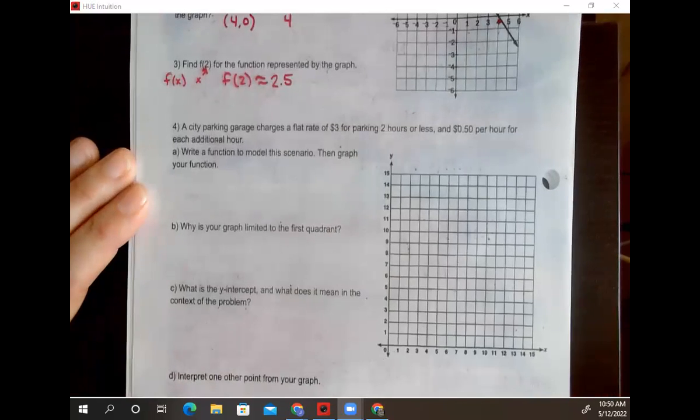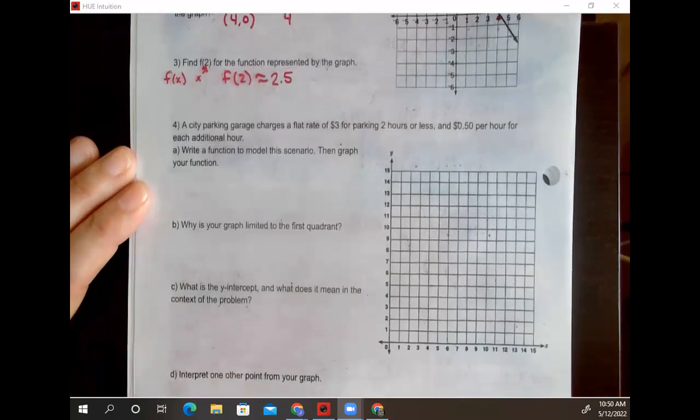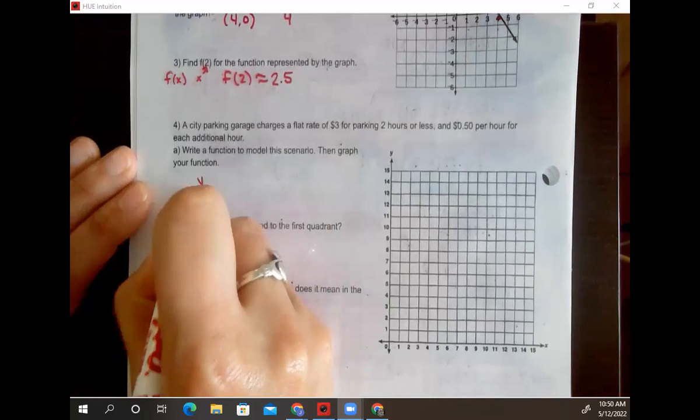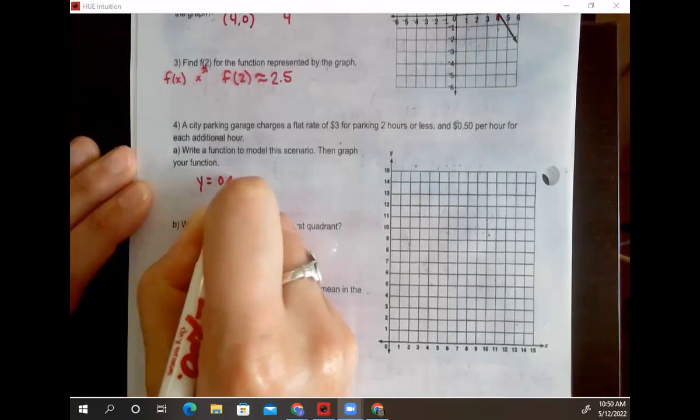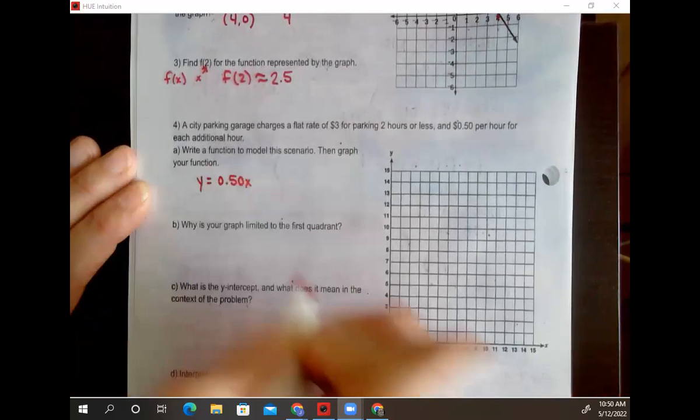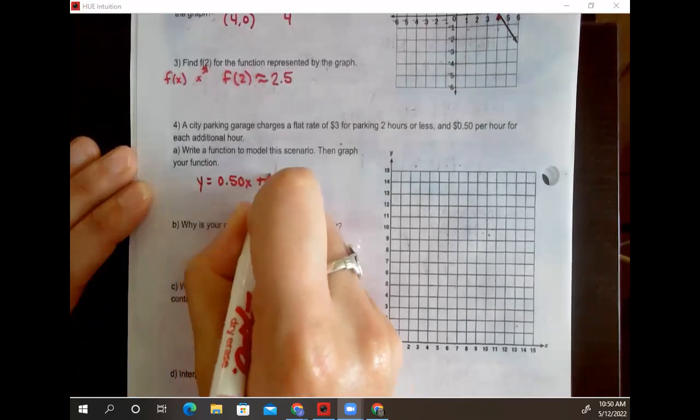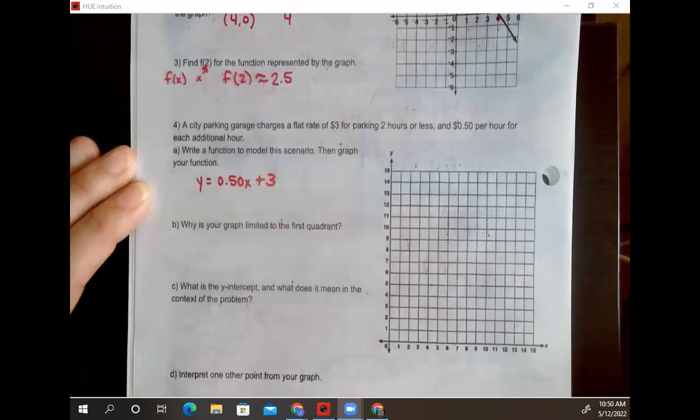Number 4 should look familiar. A city parking garage charges a flat rate of $3 for parking 2 hours or less, and 50 cents per hour for each additional hour of parking. Write a function to model this scenario. We saw this yesterday. So y equals 0.50x, 50 cents for each additional hour, plus the $3 for those first 2 hours. And then we're going to graph our function.